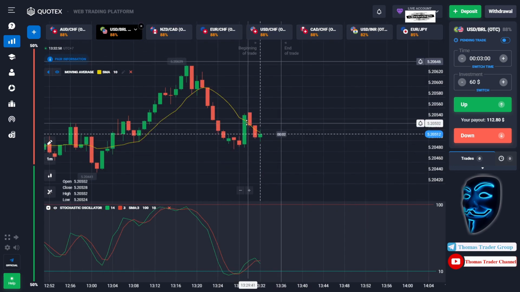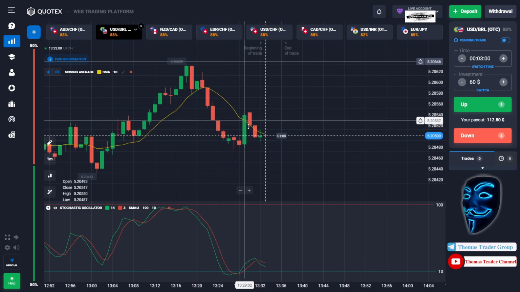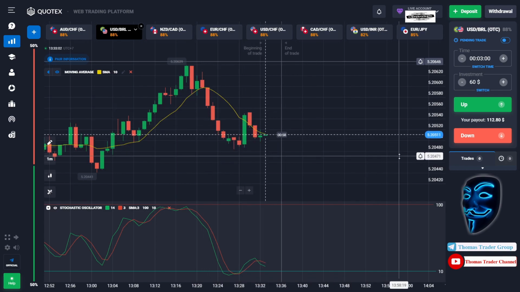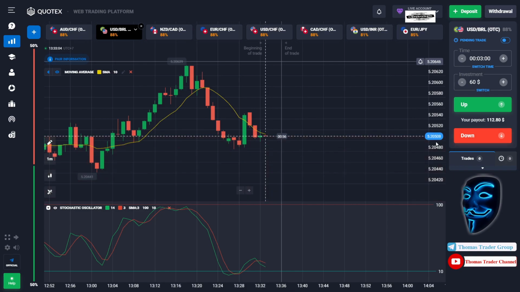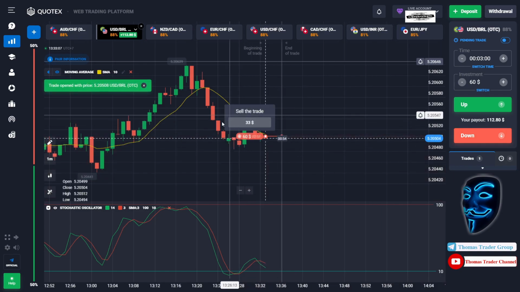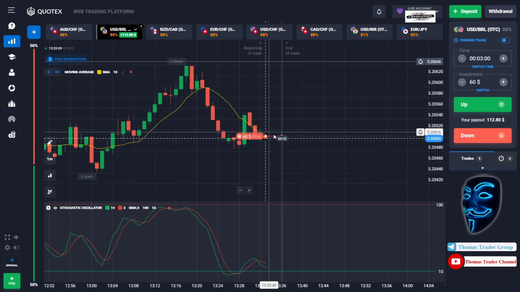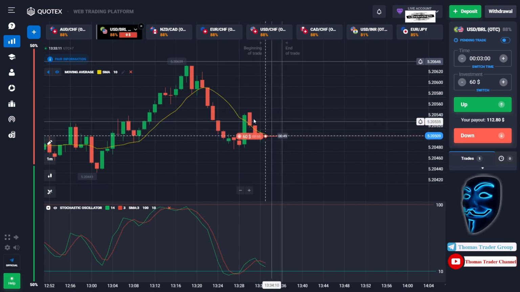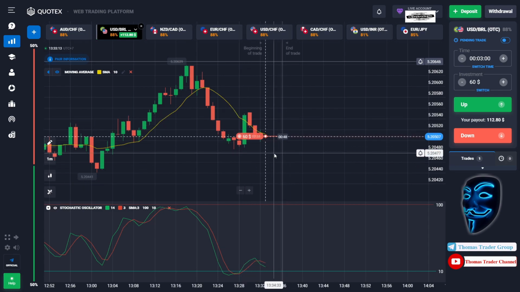And over here, as you can see, the market is going bearish and the market touched the moving average line. We can try to open sell for 3 minutes because I'm sure it will make a rebound when it touches the moving average line. Let's prove it here. Let's wait till the end of our trade.